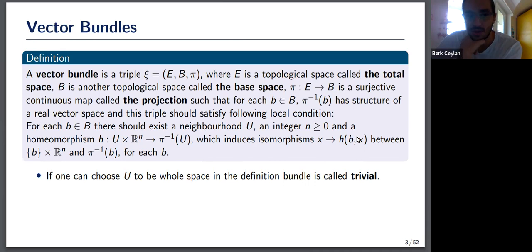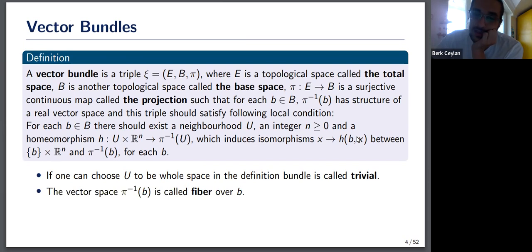A vector bundle consists of a total space, a base space, and a continuous and onto projection map from the total space to the base space, such that the inverse image of every base point under the projection has the structure of a real vector space, and the total space has locally a product structure. If the total space is globally a product, we call the bundle trivial, and we call each vector space attached to a point the fiber over that point.